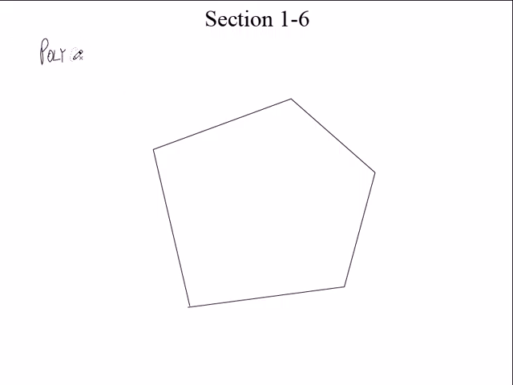Polygon. Okay, poly means what? What is the prefix? Many. Gon, it goes by angles, actually. The gon talks about the angles. So many angles. But if it's got many angles, then guess what? It's also going to have many sides as well. Would you agree? So anyway, this is a polygon. P-O-L-Y-G-O-N. And let's talk about this polygon.